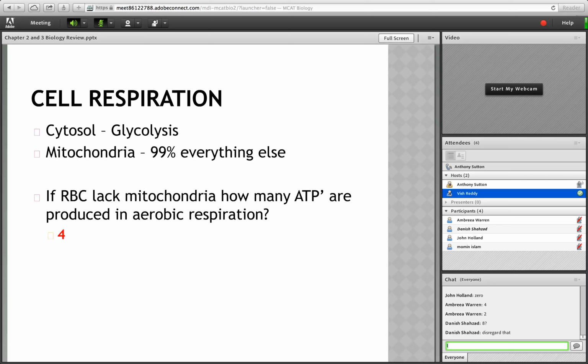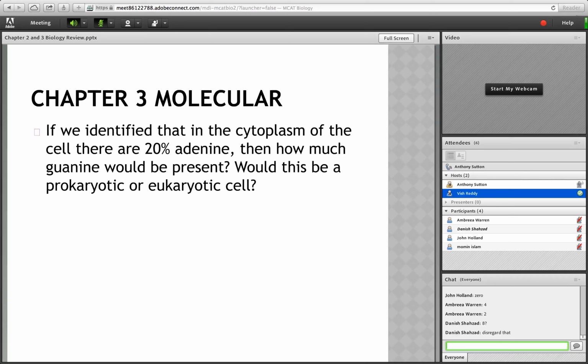Okay. Does everybody understand what we just went through? Do you understand how that question was written and what was said? All right, so I'm going to keep going since nobody's raised their hand. Okay, now let's look at this question. If we identified that in the cytoplasm of a cell there's 20% adenine, then how much guanine would be present, and would this be a prokaryotic or a eukaryotic cell? Raise your hand if you think you know the answer. If you don't raise your hand, I'm going to probably pick on you.